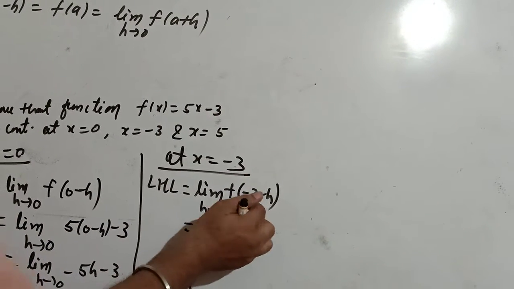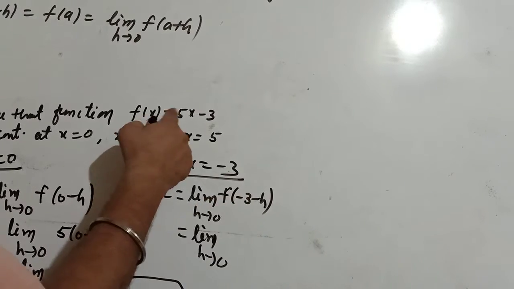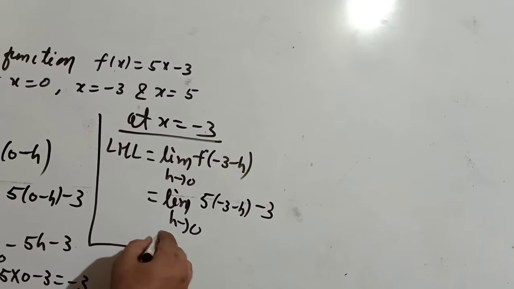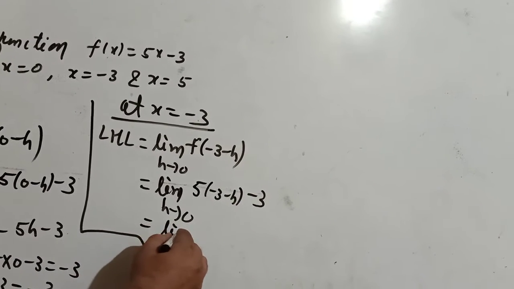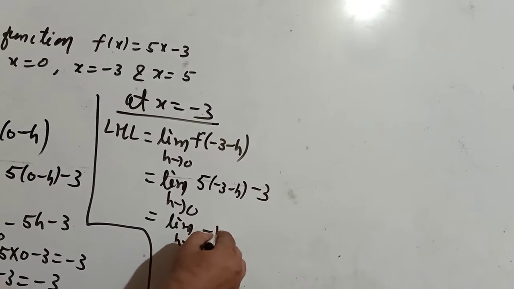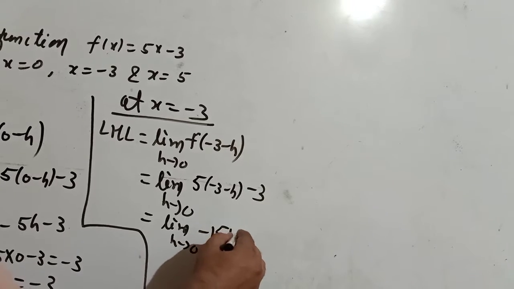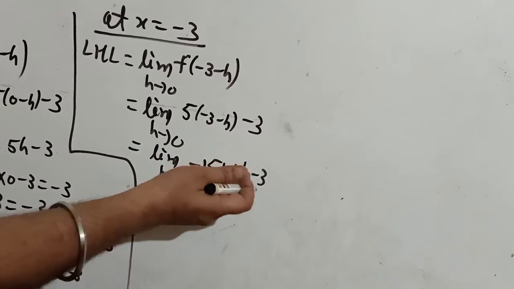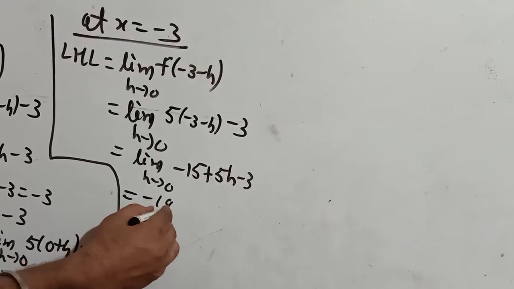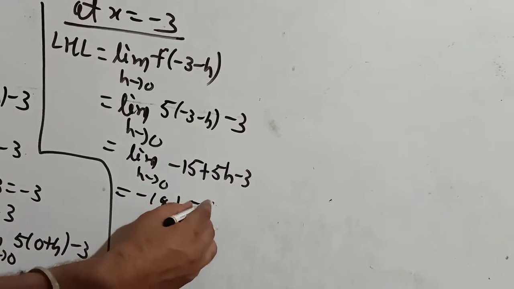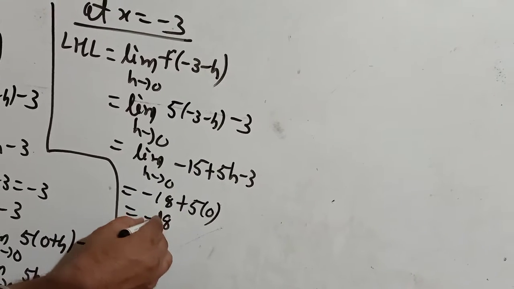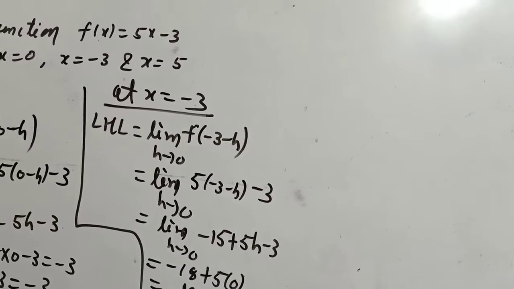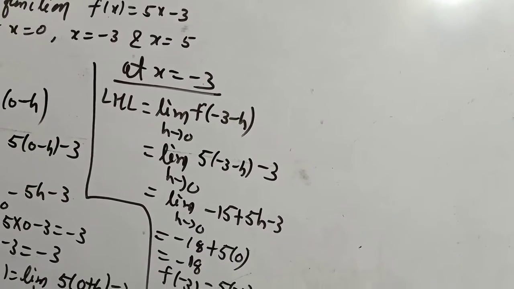If you are giving minus 3 minus h here, this will become 5 times minus 3 minus h, and minus 3. So this is what? Limit h tends to 0, minus 15 minus 5h minus 3. H tends to 0 means you cannot solve further. So this is minus 18 plus 5 times 0, it is minus 18. And what is f of minus 3? It is also 5 times minus 3 minus 3.